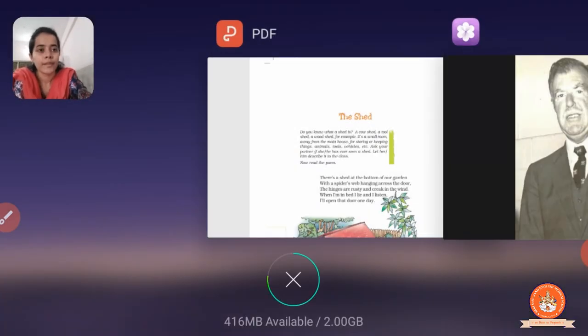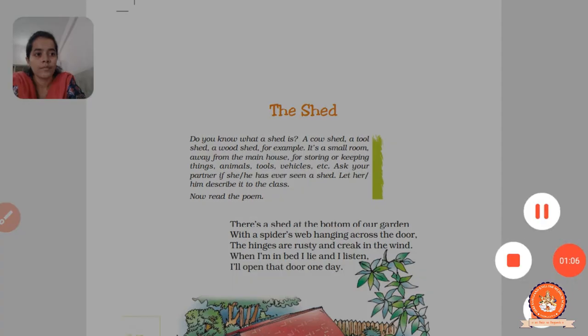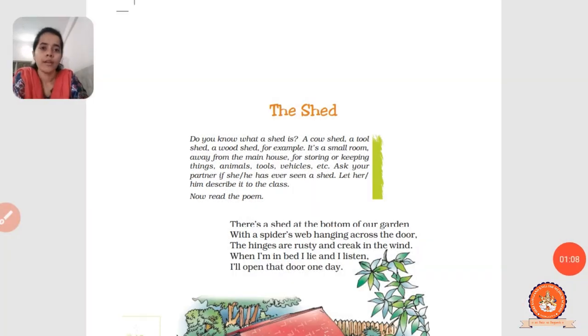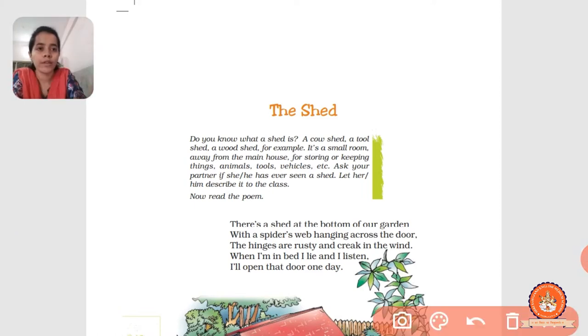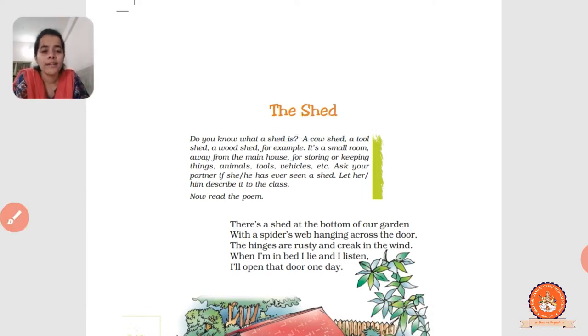So we'll read one of his poems, which is about the shade. Have you ever heard about the word the shade? First of all, please underline this word, the shade. So what is a shade? A shade is a simple roof structure, used for the garden, or to put the extra things which we have at our home.